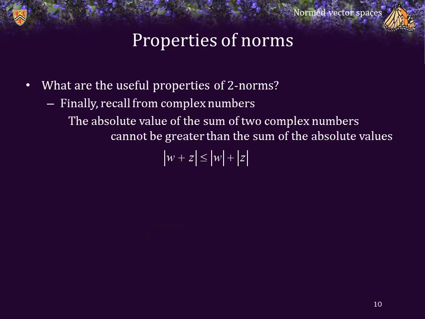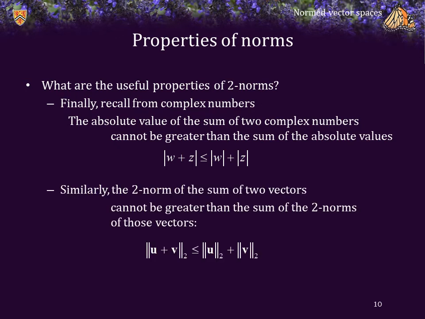All right. Finally, recall that for complex numbers, the absolute value of the sum of 2 complex numbers cannot be greater than the sum of the absolute values. I cannot have 2 complex numbers that have absolute value of 5, but when they're added together, we get a length of 25. No, the maximum it would be is 10.